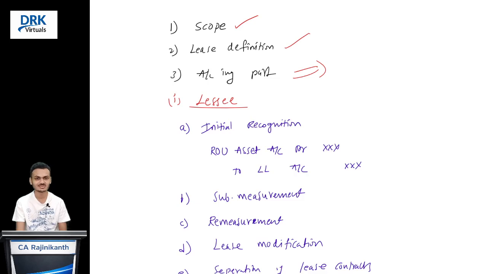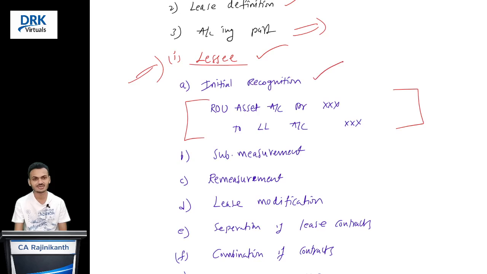As we already know, there are two parties in a lease transaction. One is the lessor and another one is the lessee. Firstly, we see the topics from the lessee perspective. In the books of the lessee, classification of lease doesn't matter. Regardless of whether it is an operating lease or finance lease, there is only one type of accounting. What is that? Simply, you recognize an ROU asset and lease liability on initial recognition.